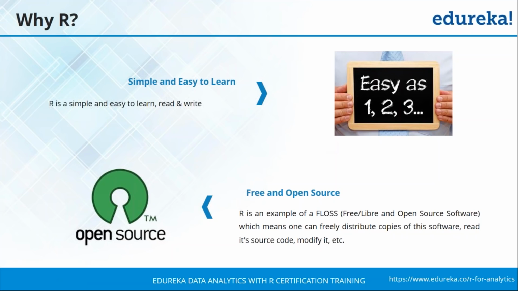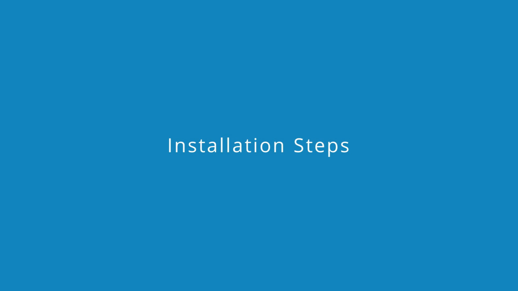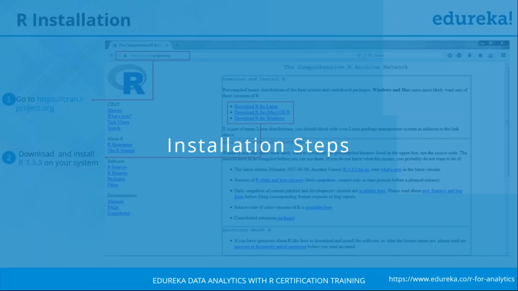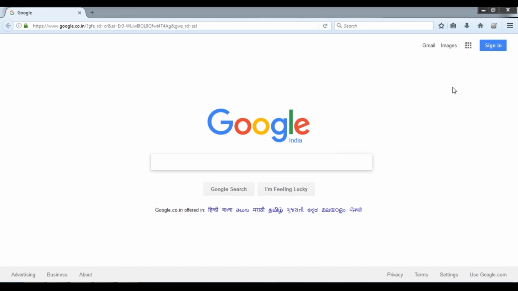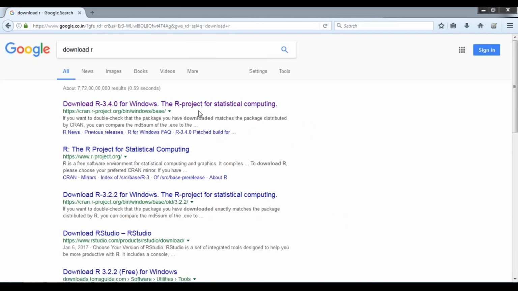So with this, it's time we begin deep diving into R. And the first thing that you need to do is install R on your system. To do that, all you need to do is go to the official site of R, that is cran.r-project.org. Let me just show you that. You can open your browser, search for download R, and you get the first link.